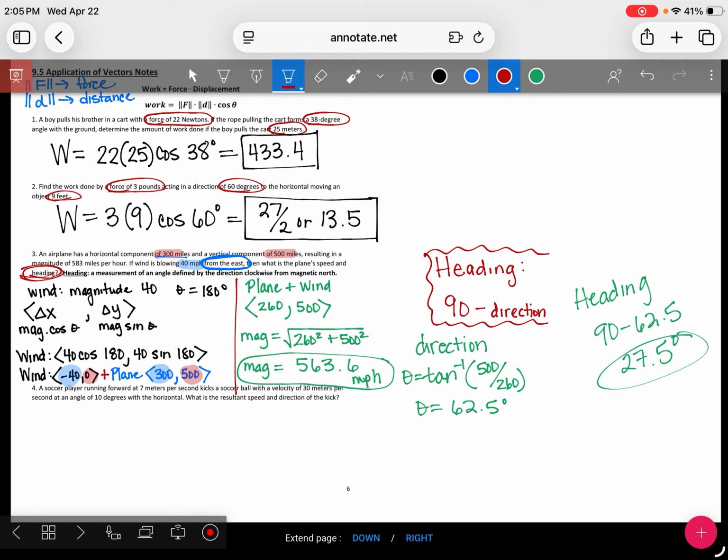These would be your two answers. This is what I'm looking for on the test next week. If it says heading, only if it says heading. Any questions?